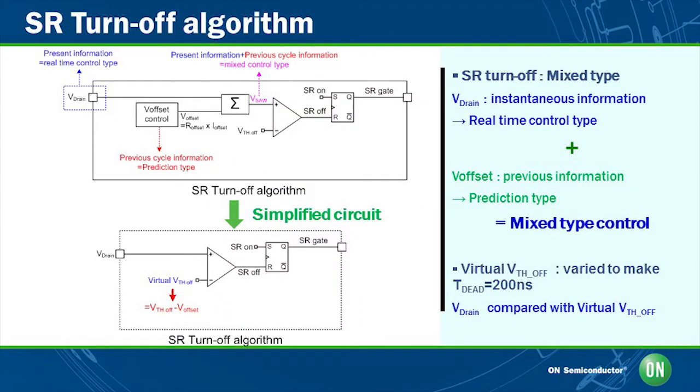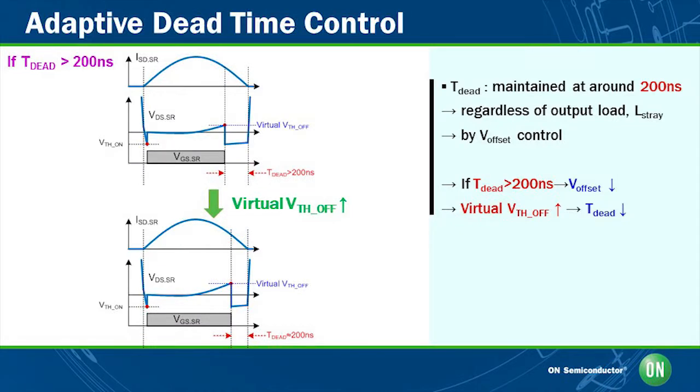The SR turn-off algorithm in FAN 6248 is based on a mixed type control, utilizing both real-time information received by sensing the drain node of the MOSFET and previous cycle information. The implementation can be easily analyzed using a simplified circuit in which the turn-off event is determined by comparing the drain voltage of the MOSFET to a virtual turn-off threshold. The following slide describes the adaptive dead time control scheme.